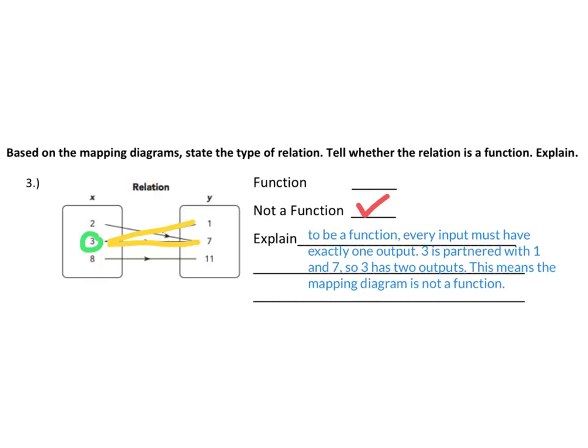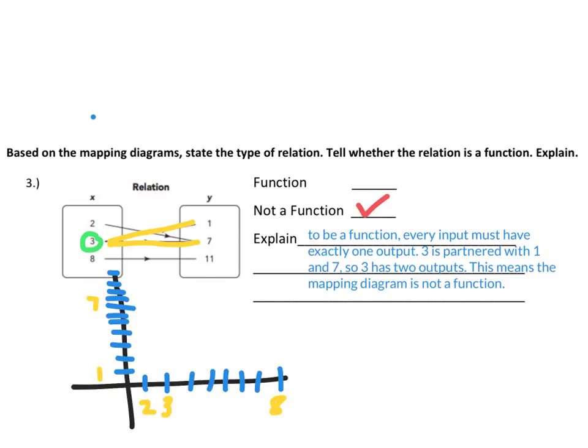We could also do a quick graph, a sketch of this to see what it looks like. So I made a quick little sketch of a graph just to show you. It's not the best thing, but okay, so 2 pairs with 7. So over 2, up 7, put a point. 3 pairs with 1. And 3 also pairs with 7. And 8 pairs with 11. So that would be like somewhere up here.